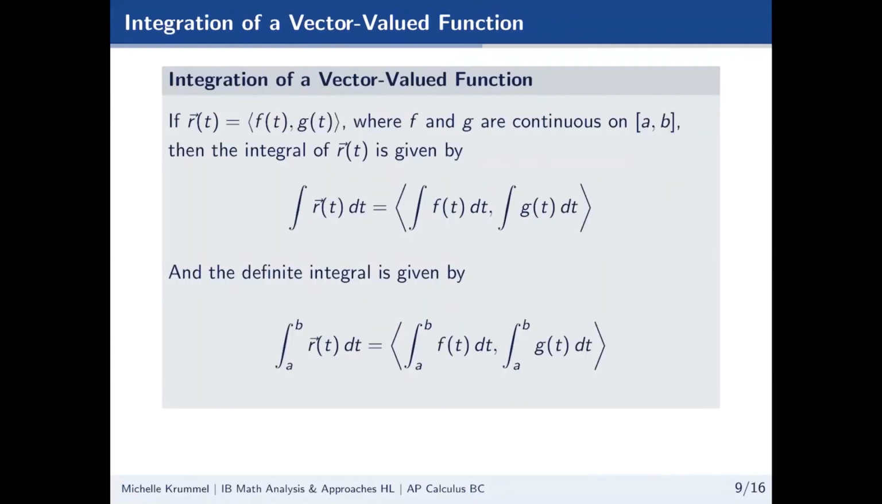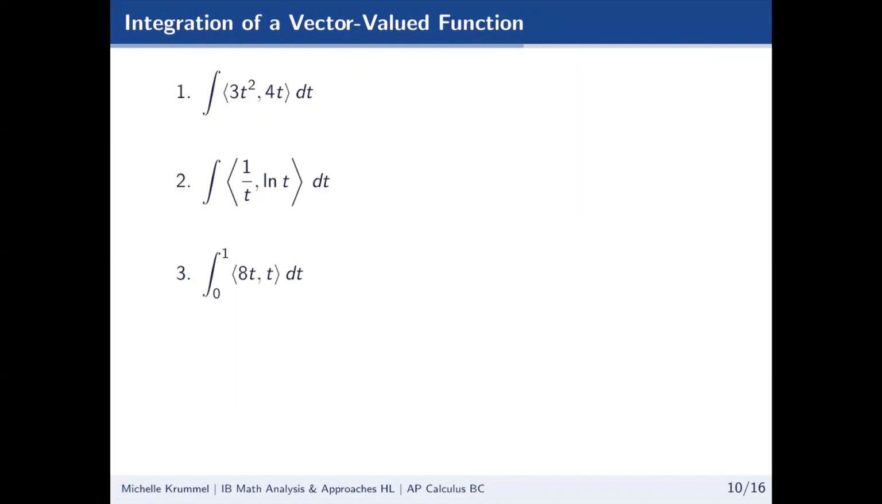So we've looked at how to find the derivative of a vector-valued function. We can also integrate a vector-valued function. If the vector r of t equals the vector with x component f of t, y component g of t, where f and g are continuous on the closed interval from a to b, then the integral of vector r of t is found just by taking the integral of the x component and the integral of the y component. If we need a definite integral, then we will integrate on the interval from a to b. So again, pretty straightforward. Let's look at these examples.